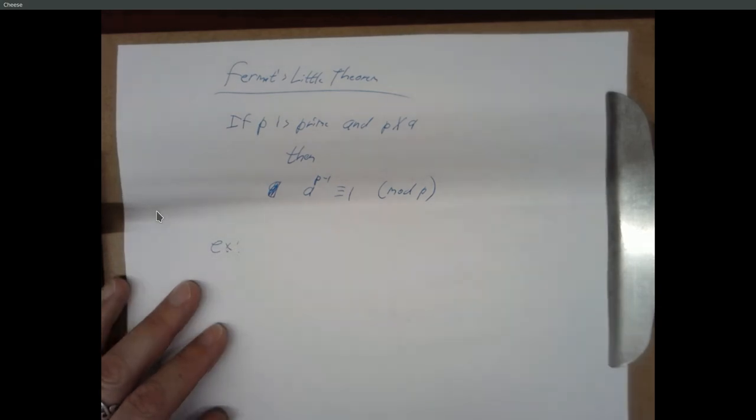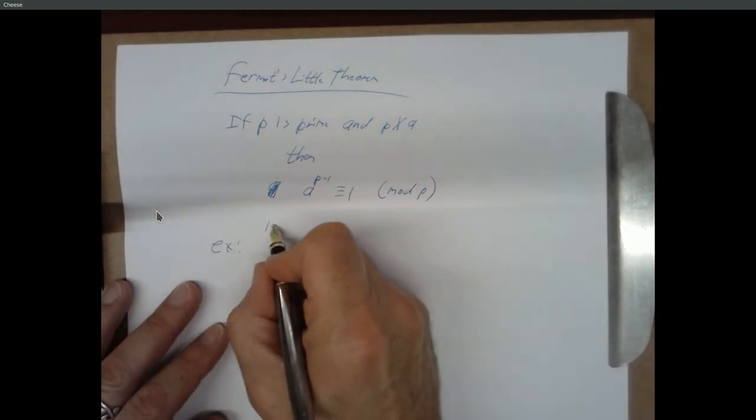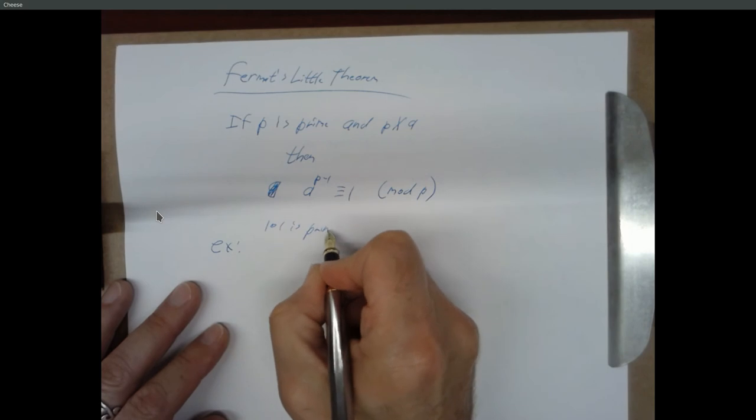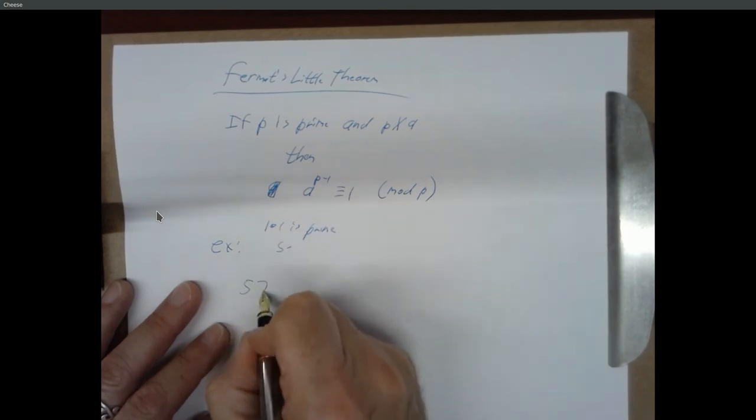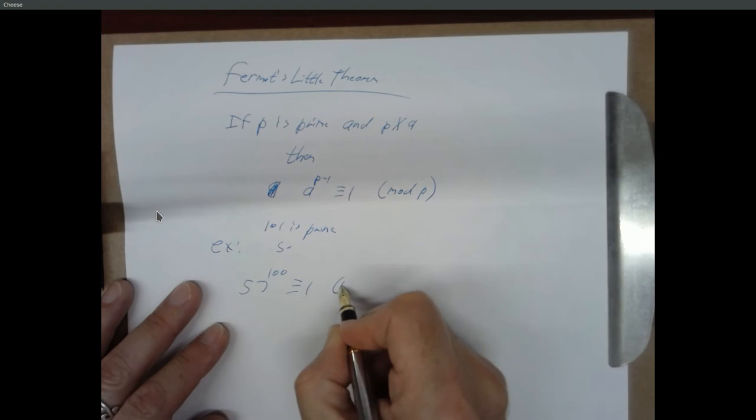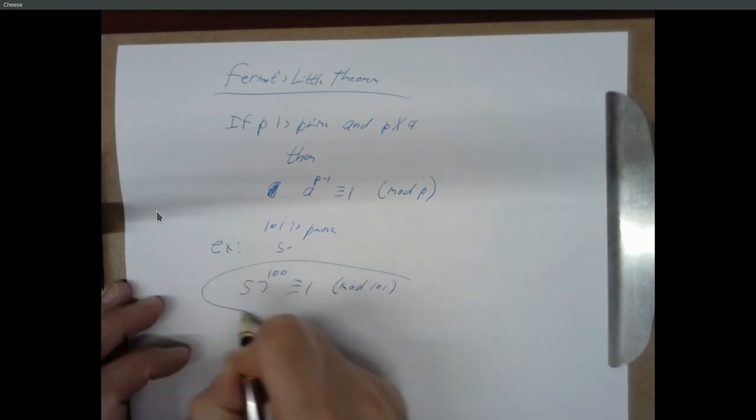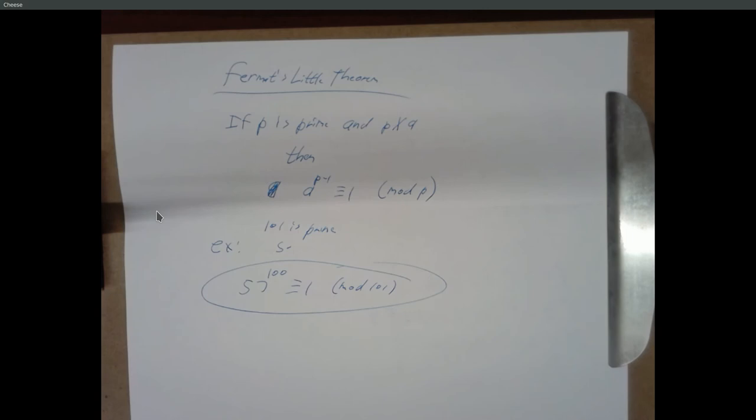So for example, pick your favorite prime, 101. So 57 to the 100th is congruent to 1 modulo 101. Guaranteed. And it could be any number here that's not a multiple of 101. So 3 to the 100th, 17 to the 100th, 5 to the 100th, 2 to the 100th. Each of those is going to be one more than a multiple of 101.